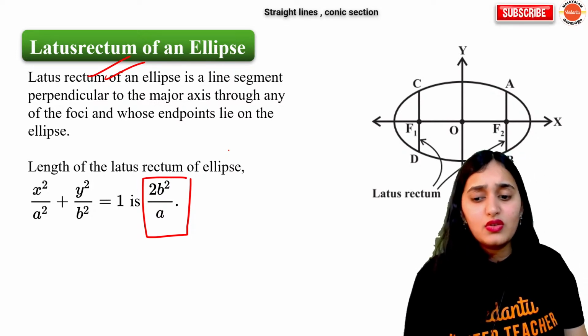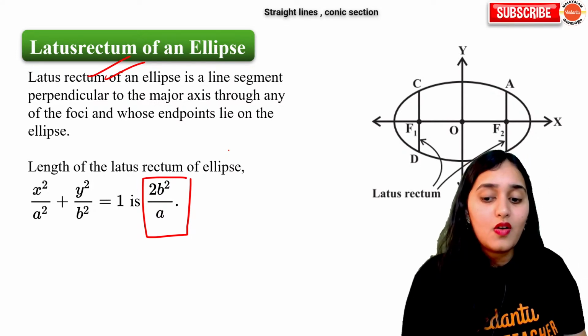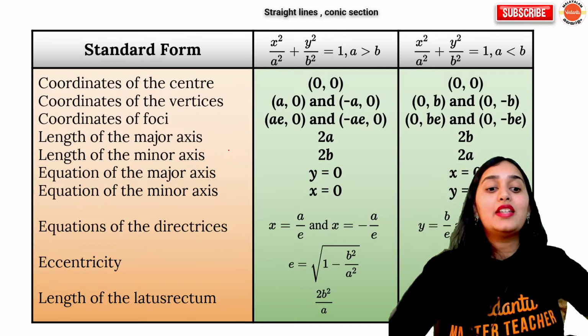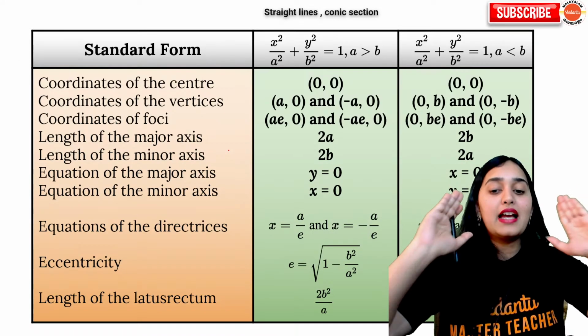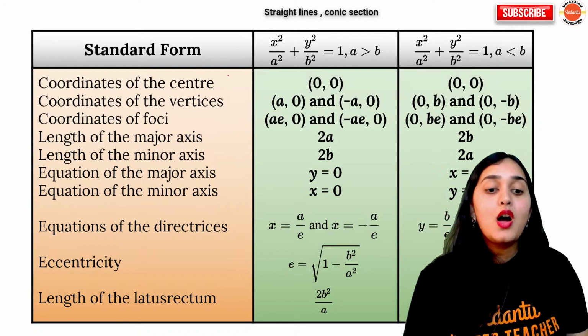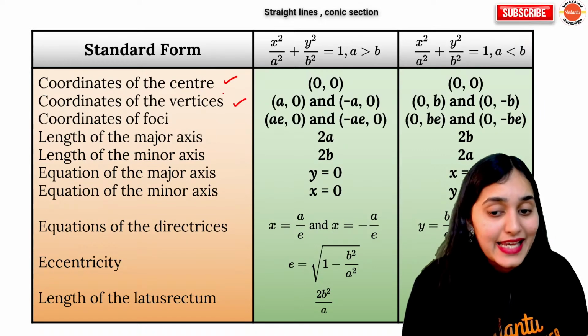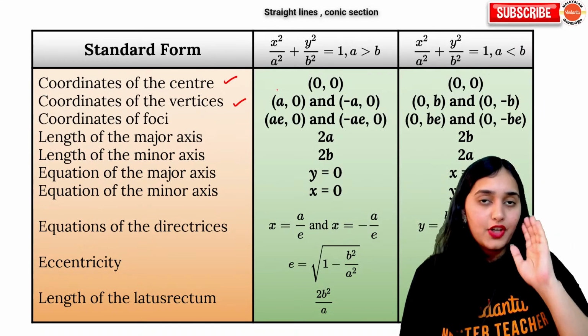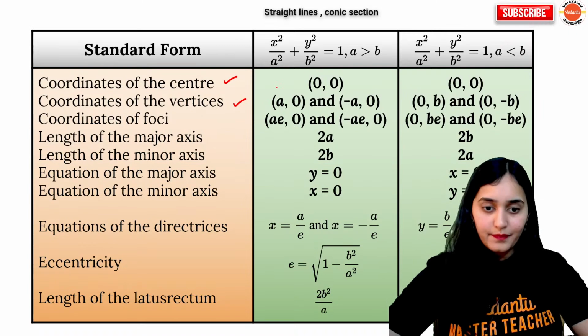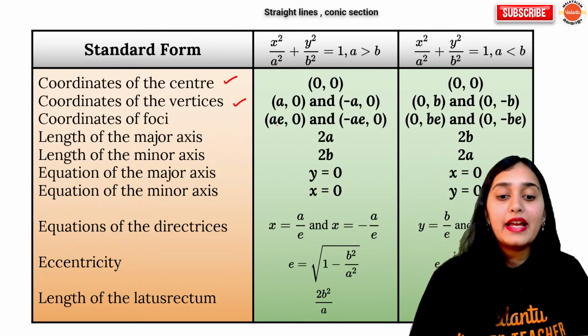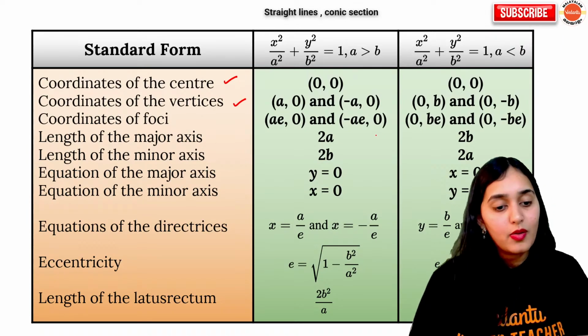Everybody needs the formulas for conic sections. Let's revise it first. Now, this is the complete formula sheet for you. What is the coordinate of the center? Coordinates of the vertices. Now, if your ellipse is horizontal, then the vertices will be (a, 0) and (minus a, 0), and foci will be (ae, 0) and (minus ae, 0).